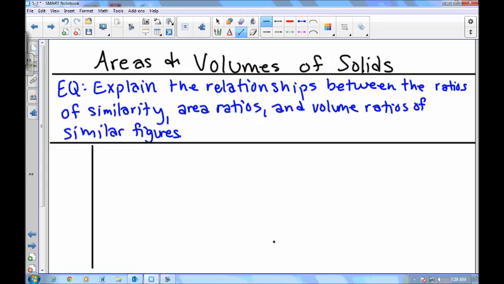Okay, so area and volumes of solids. Explain the relationship between the ratio of similarity, area ratios, and volume ratios of similar figures. We've already done the one-dimensional and the two-dimensional version of this. Today we're just expanding to 3 dimensions.